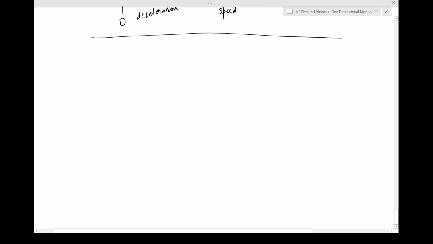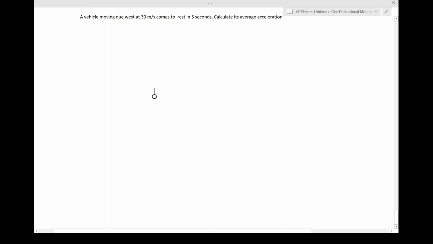Alright, so now that we have this, let's do a quick problem in which we will calculate the acceleration in a situation. So here's the problem. A vehicle moving due west at 30 meters per second comes to rest in 5 seconds. Calculate its acceleration. Before we get to this problem, let's look at all the things that are given. First, you've been given the velocity of this object, which is the initial velocity. You've also been told that the object comes to rest, which should mean that the velocity becomes zero. And all this happens in a 5 second interval.